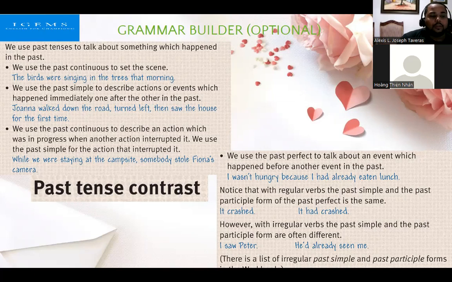That's right. The verb we're seeing is the past continuous. We use the past simple to describe actions or events which happen immediately, right away, one after the other in the past. For example, Joanna walked down the road, turned left, then saw dogs for the first time.